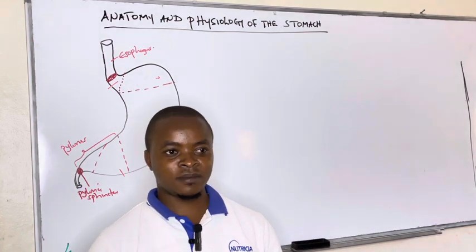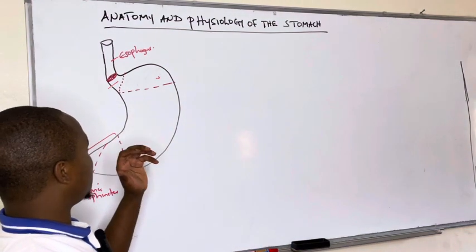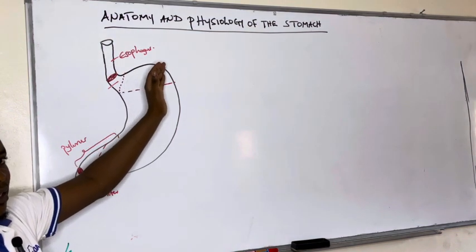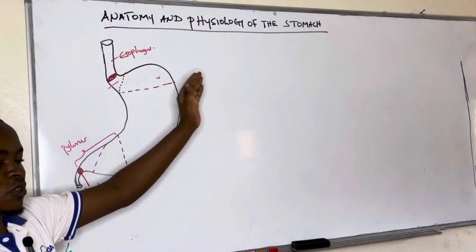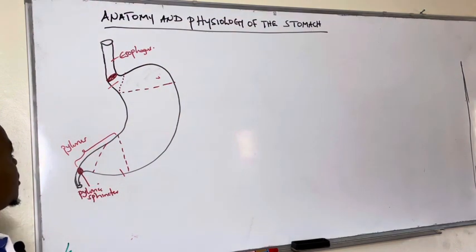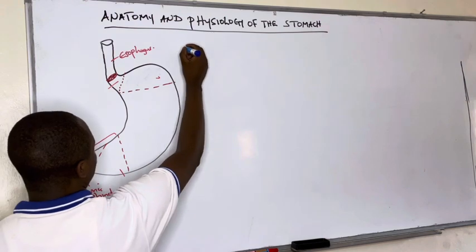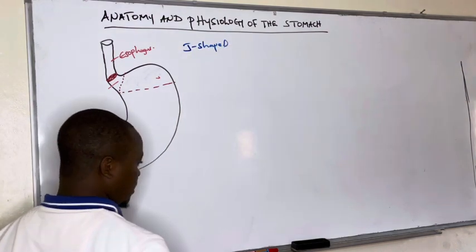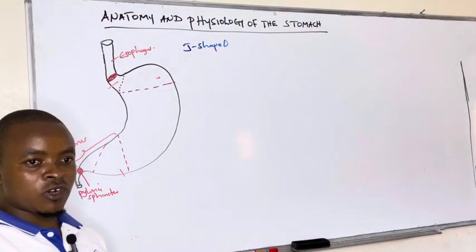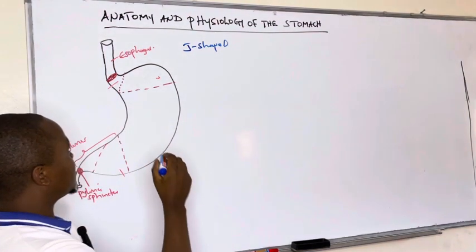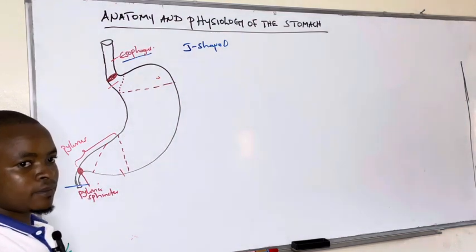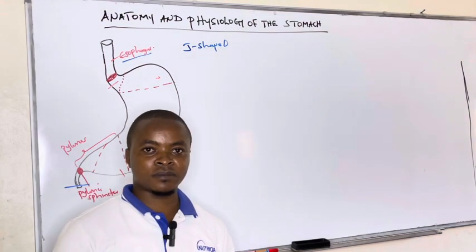Let's get started. In this, we want to look at the anatomy first of the stomach. Then we shall see the physiology. And we see the stomach is J-shaped. It is the one that connects the esophagus with the duodenum. That is the stomach.